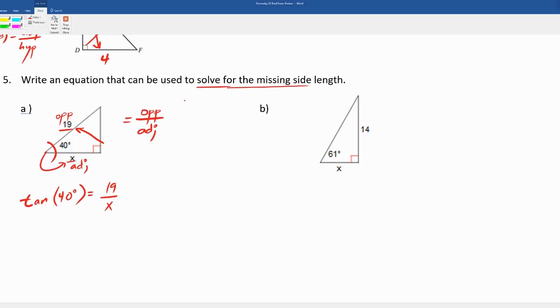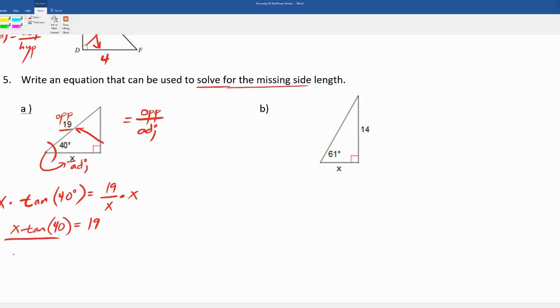So whenever we see solve for the missing side length, we have to isolate x. But look how x is being divided there. So let's go ahead and move him over by multiplying. But remember, what you do to one side, do to both. And you're going to have x times the tangent of 40 degrees equaling 19.